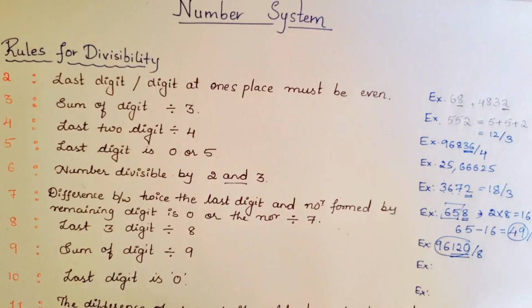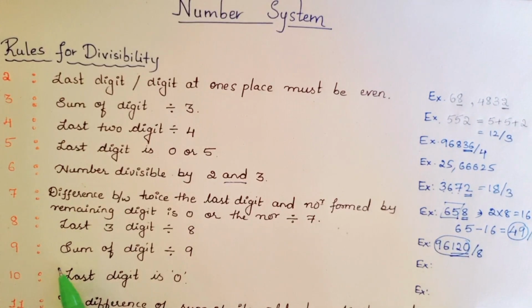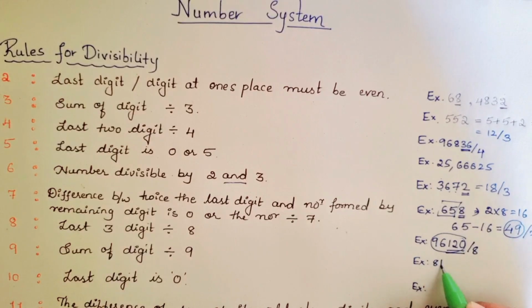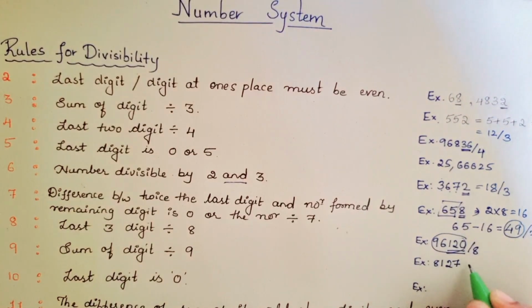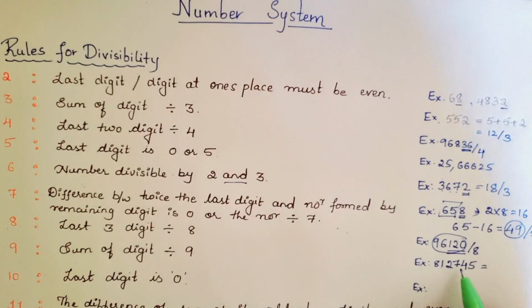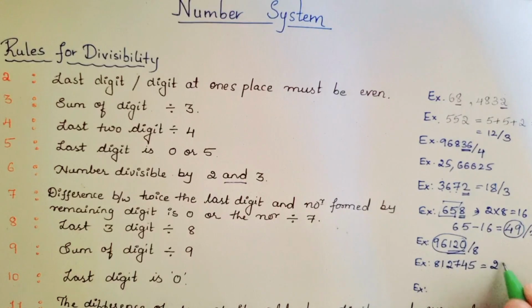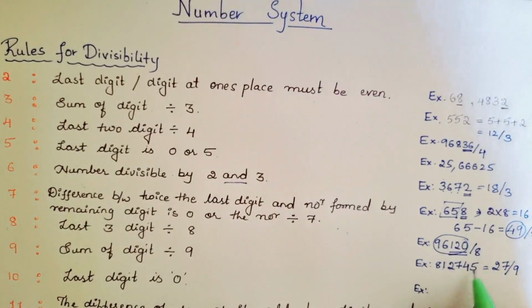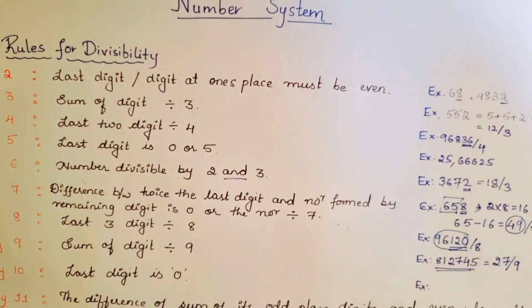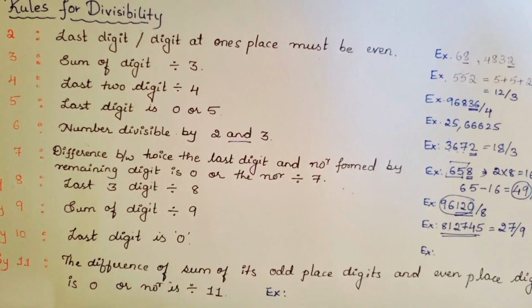Moving on to the next one, that is divisibility of 9. If the sum of digits is divisible by 9, then it is obviously divisible by 9. So let's take an example of 812745. So let's add 8 plus 1 plus 2 plus 7 plus 4 plus 5. It is 27. So 27 is exactly divisible by 9. So this entire number is divisible by 9. I hope this trick is easy and clear for you.